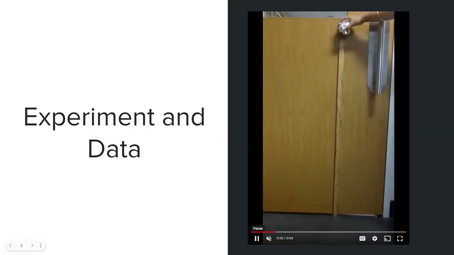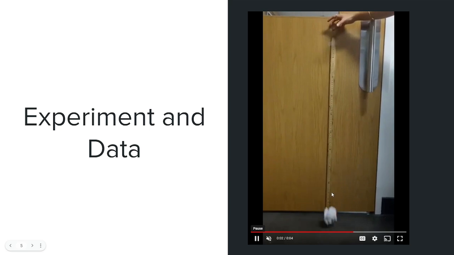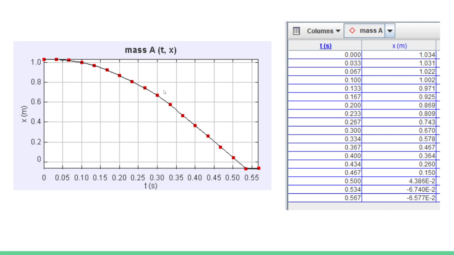Alright. Now experiment and data. Here's the experiment. You see the ball going down. Boom. And looking at the data given, here we see the ball starts out above 1 meter, so 1 meter, and then it comes down like this throughout time until it reaches 0. And here's the numbers.